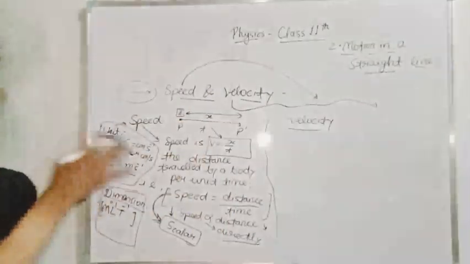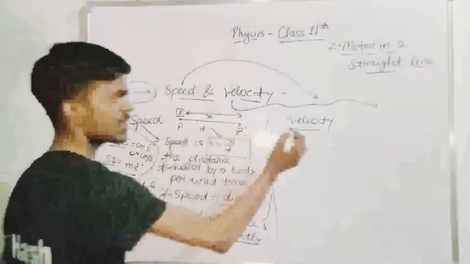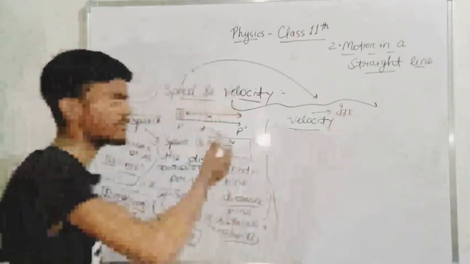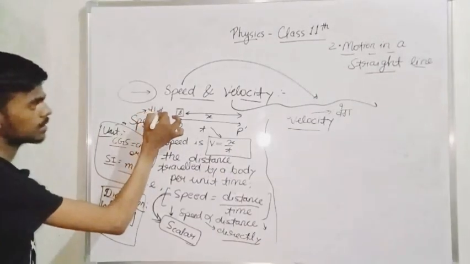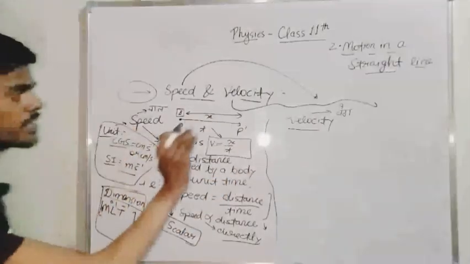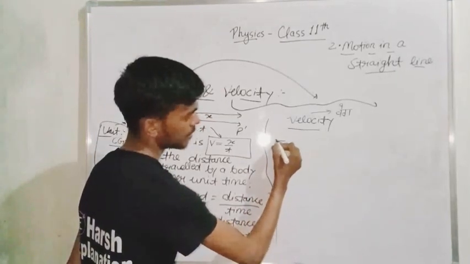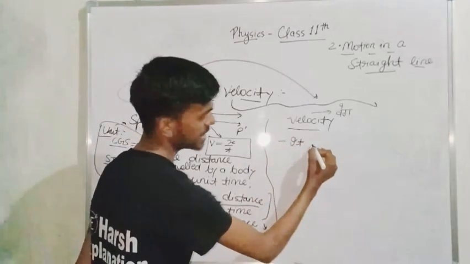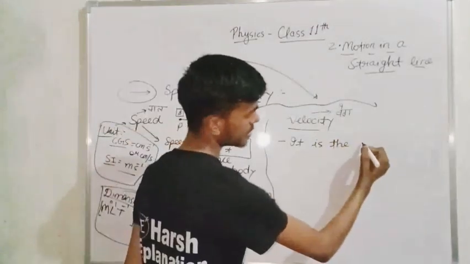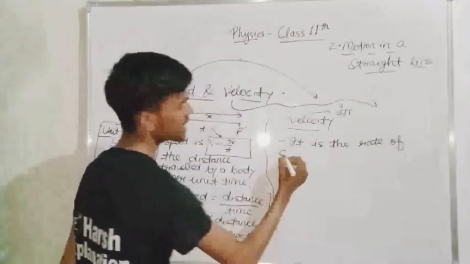So first of all we have to know its definition. Now, just like we defined speed, if we define velocity, then what is velocity? So we can say that velocity is the rate of change in position.